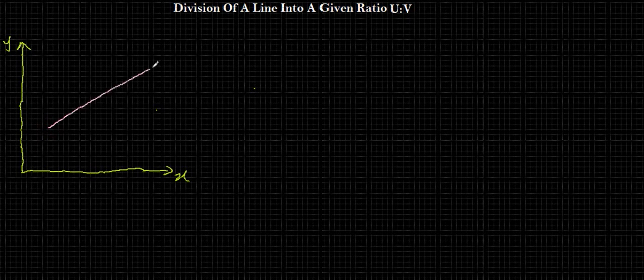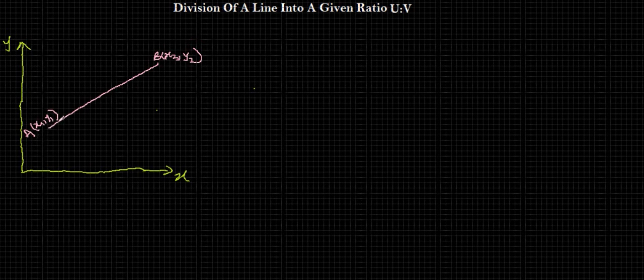In this video, we are going to be looking at division of a line into a given ratio, say u is to v. So to look into this, first of all, let's consider a Cartesian plane. This is the y-axis and this is the x-axis, and let's consider a line AB, with point A at x1, y1, and point B here, which is x2, y2.